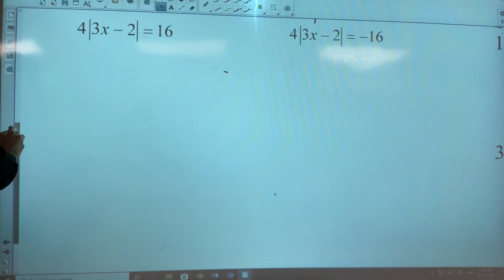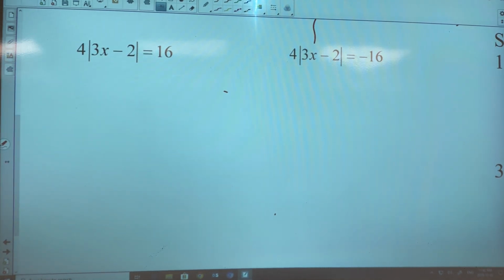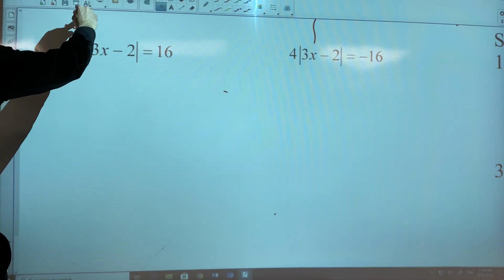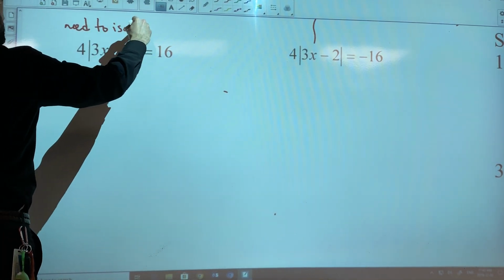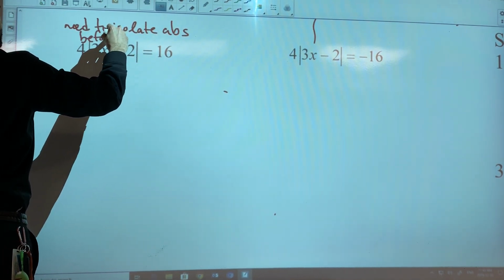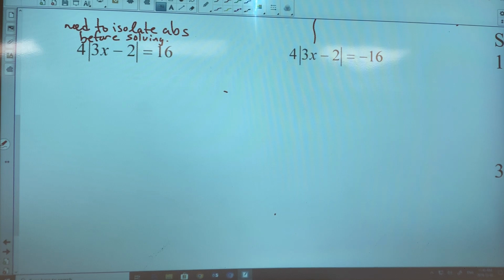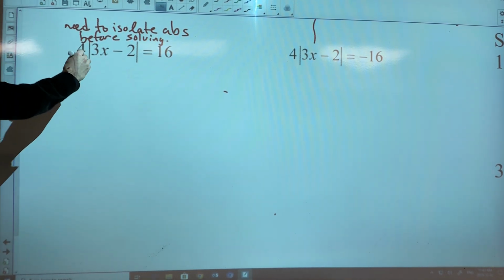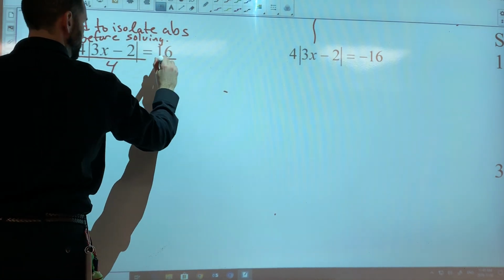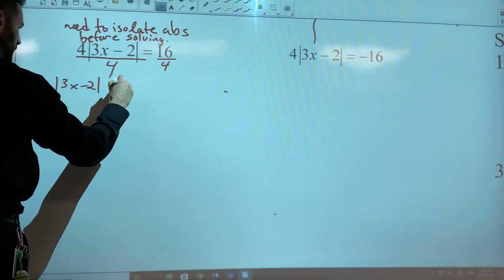All right. Okay, so here's number 3. We're gonna solve this one. If it's not just absolute value equals a number, you need to isolate the abs before solving, okay? Otherwise, our method won't work. If a number is outside an absolute value, it's multiplying the absolute value. So we'll simply divide this side by 4, divide that side by 4, and now we have absolute value of 3x minus 2 equaling 4.